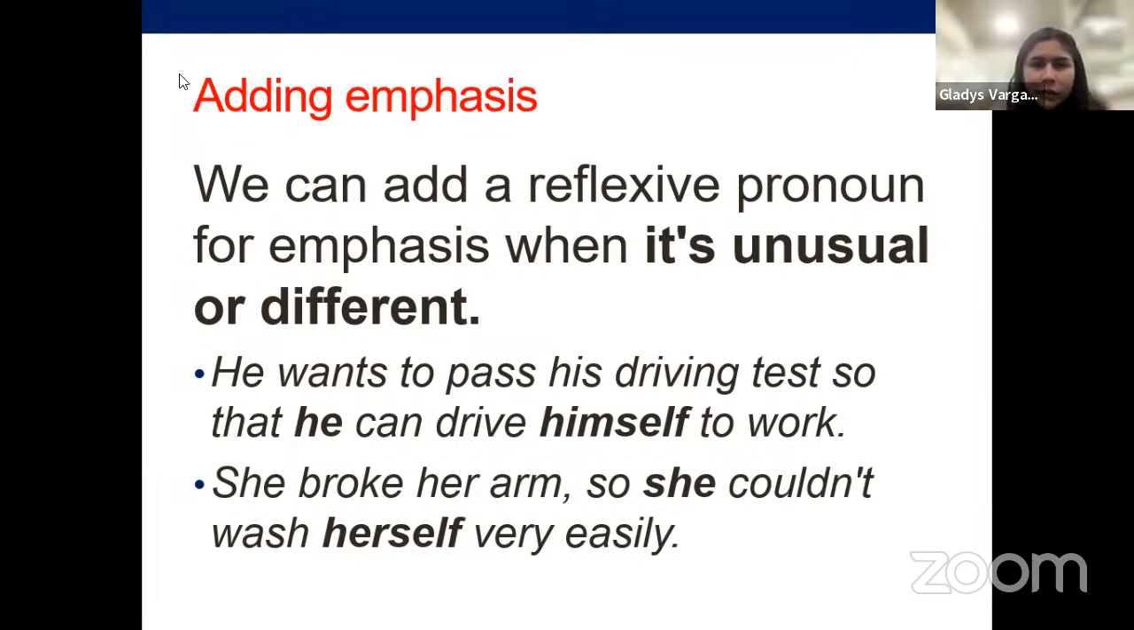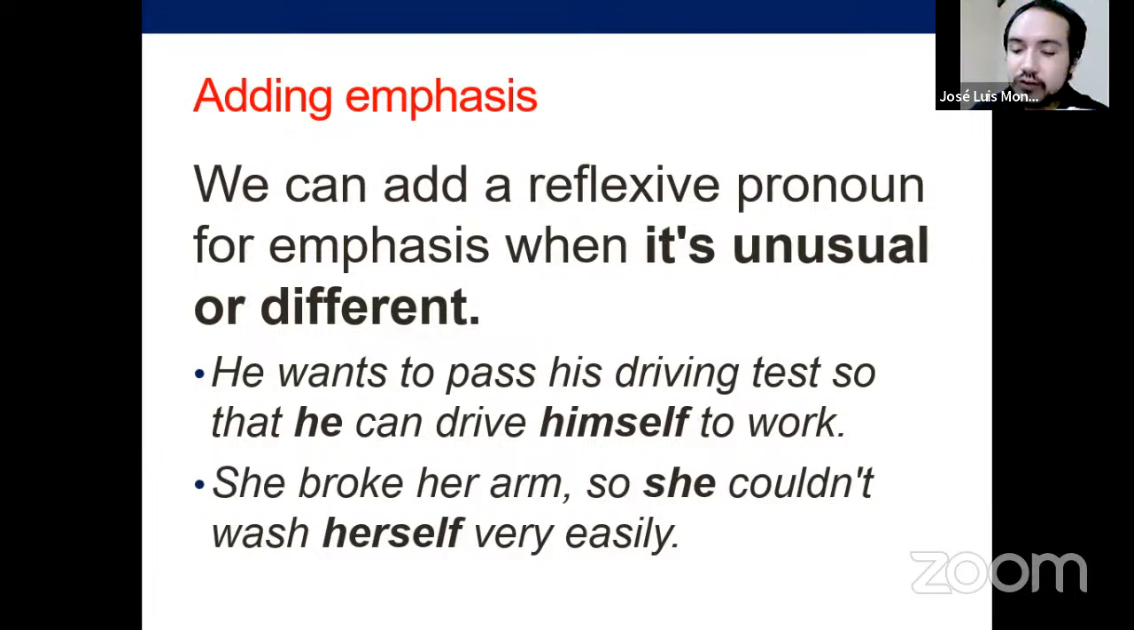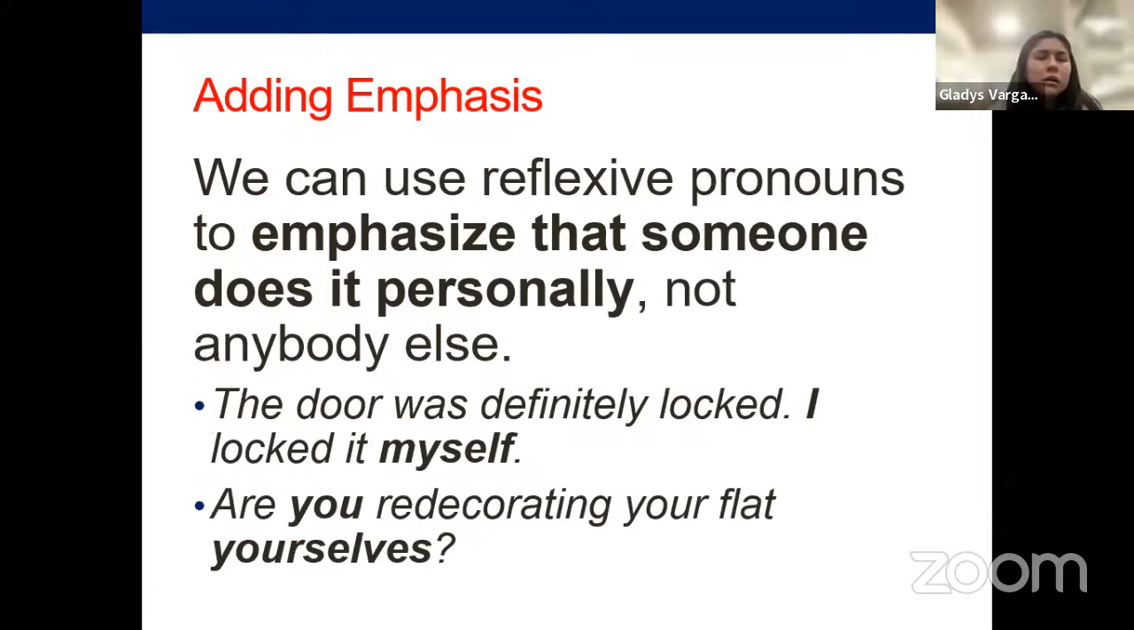We can add a reflexive pronoun for emphasis when it's unusual or different. He wants to pass his driving test so that he can drive himself to work, and she broke her arm so she couldn't wash herself very easily. Great. Now, in these examples, this is not clear, but the difference is that they don't receive the action. All right, and it's going to be even more clear with the next examples, Gladys.